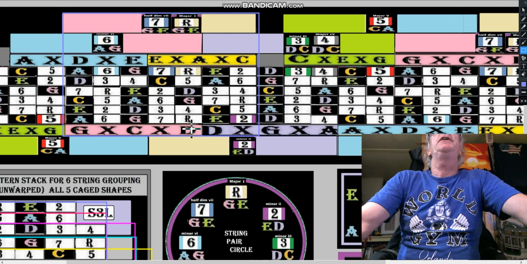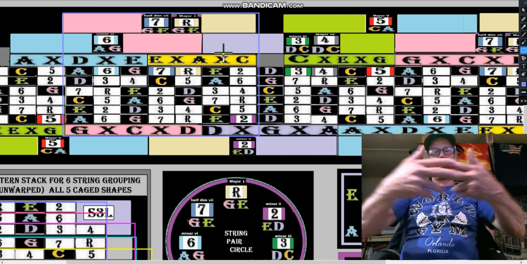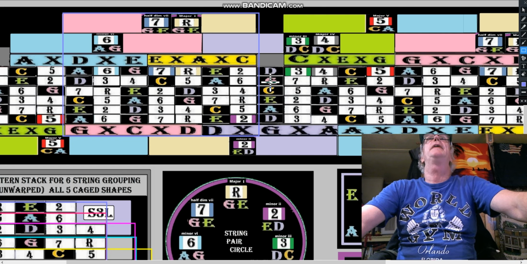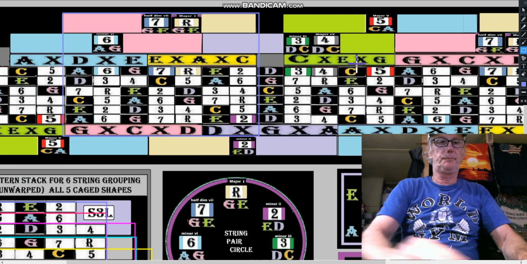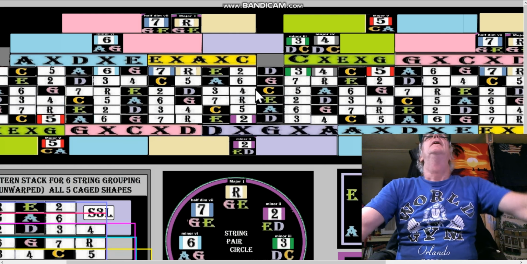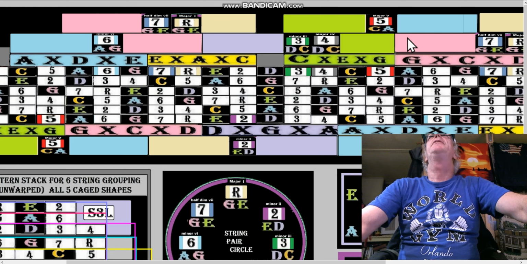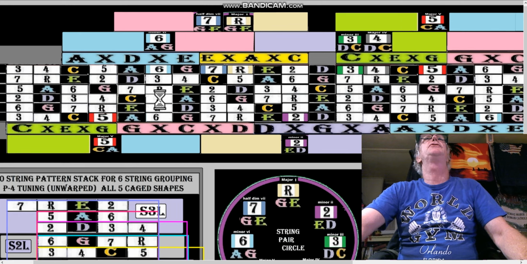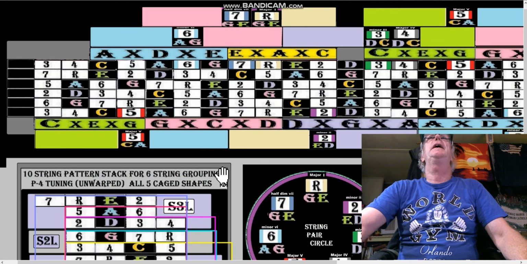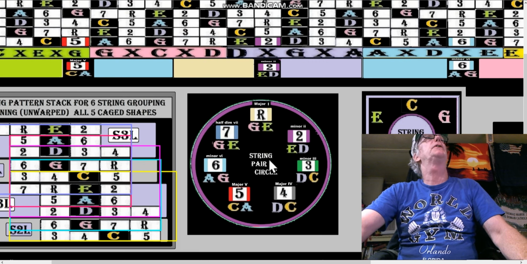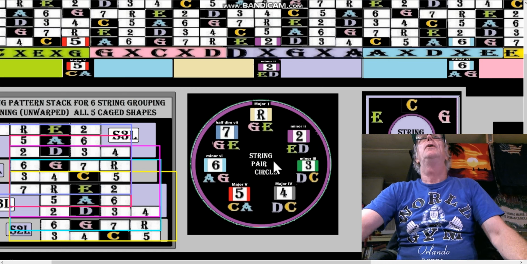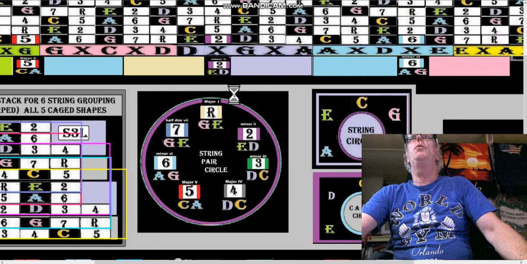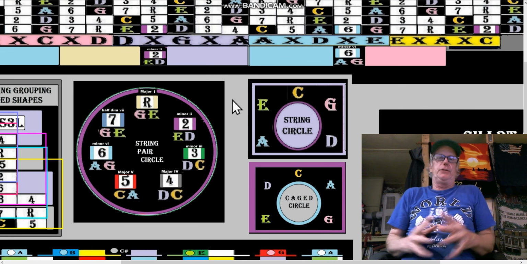It covers the G and the E, and they're overlapped like that. That covers that. So that's good. And then we have every particular instance of the sharing of those cage shapes. So where the CA, now this brings us to the string pair circle. Okay, so this is another thing you might want to commit to memory in the way that makes it easier.